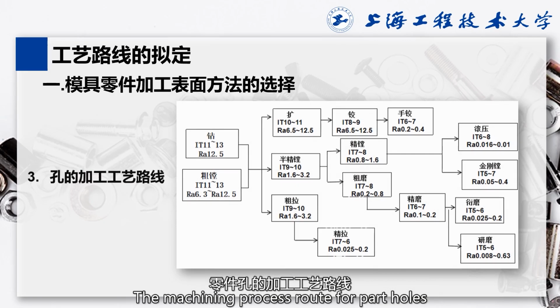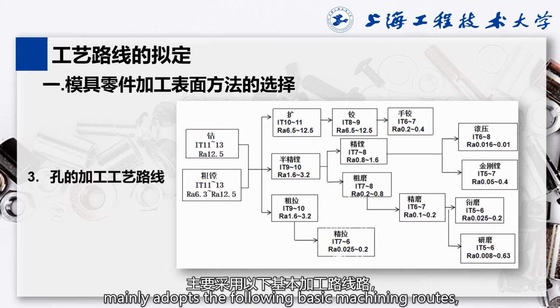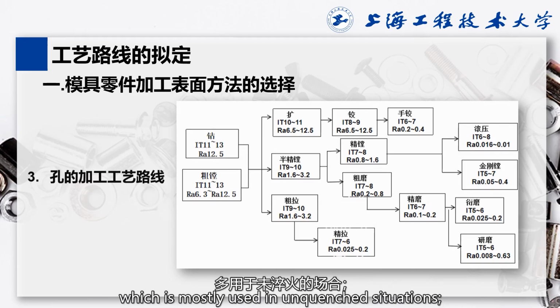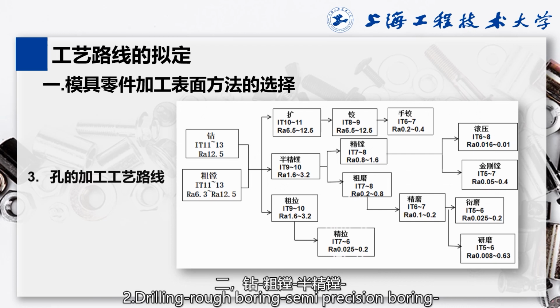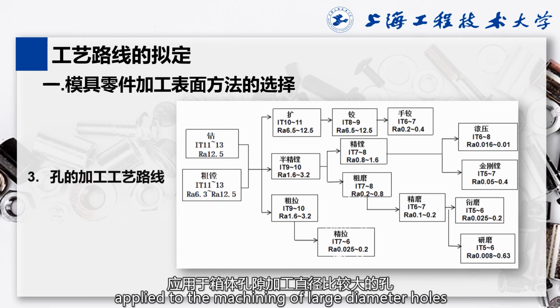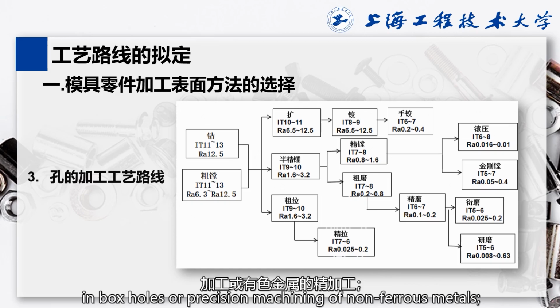The machining process route for each hole mainly adopts the following basic machining routes, as shown in the figure. First, drilling, expanding, reaming, which is mostly used in unquenched situations. Second, drilling, rough boring, semi-precision boring, precision boring, or diamond boring, applied to the machining of large diameter holes in box holes, or precision machining of non-ferrous metals.